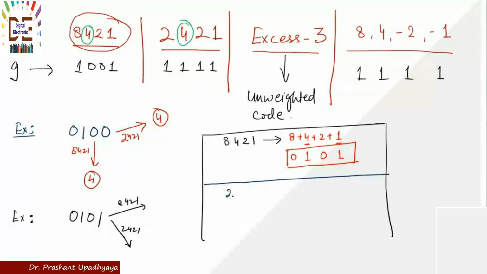Now if I have used 2421, so how will I be writing 2421? So what was this? This was, according to you, the number 5. Now how can I write this 5 in 2421? So again, you have to start from where? You have to start from the MSB.